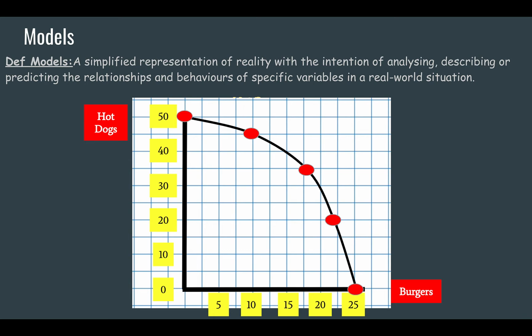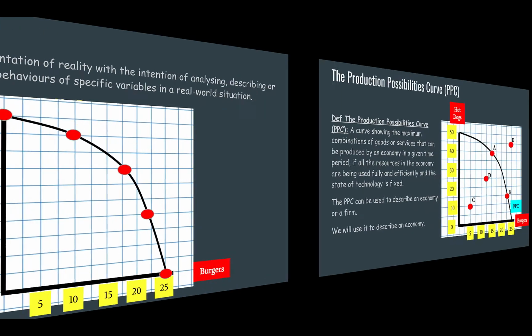The definition of a model is a simplified representation of reality with the intention of analyzing, describing, or predicting the relationships and behaviors of specific variables in a real-world situation. Essentially, a model is a simplified view of reality. It has left out certain details in order to try to best explain in a simplified way how people act or interact with each other. That's all a model is, and that definition is something that you're going to have to learn off.